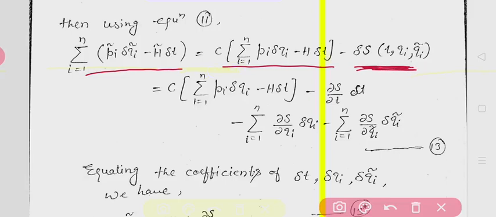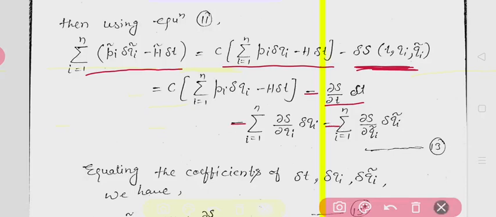Now when you expand that δS, what will it be? This is a function of three coordinates: t, qi and q̃i. So if you find δS, that will be ∂S/∂t δt plus summation ∂S/∂qi δqi plus summation ∂S/∂q̃i δq̃i. We apply the minus sign, so that will be minus, minus, minus, right?